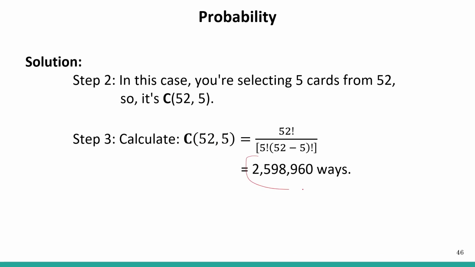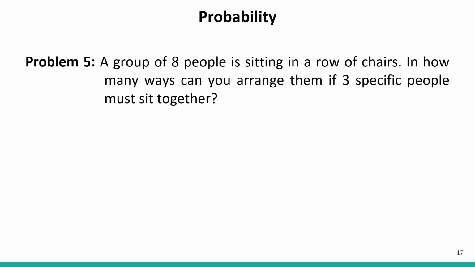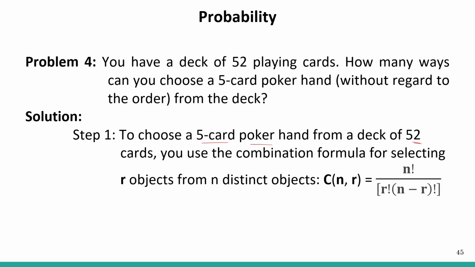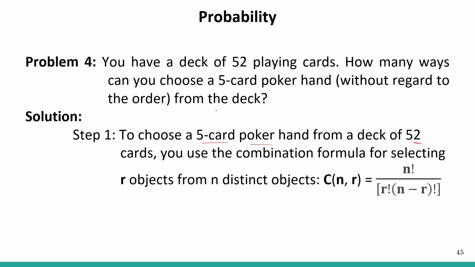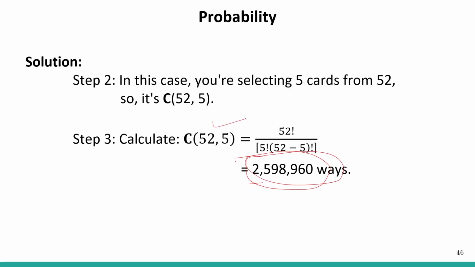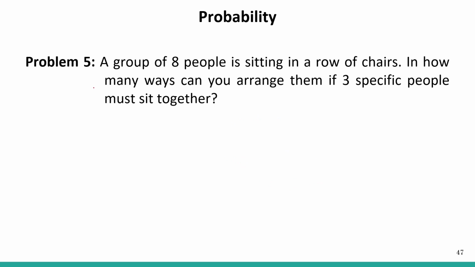This is the sample space, or the cardinality of the sample space: 2598960. What we need to calculate is the cardinality of the event space. So how can we choose a 5 card poker hand? We can choose it in this many ways.